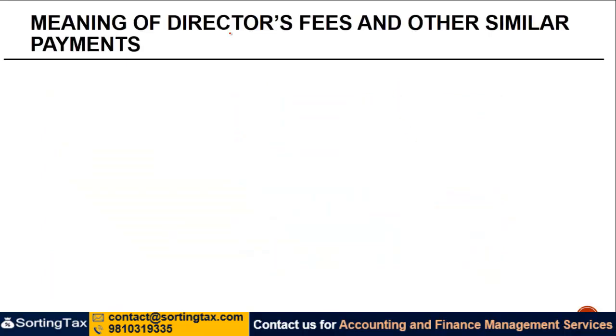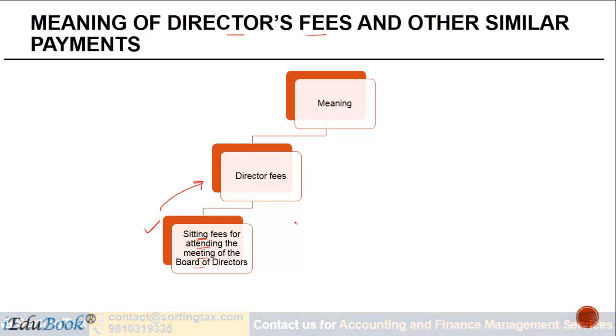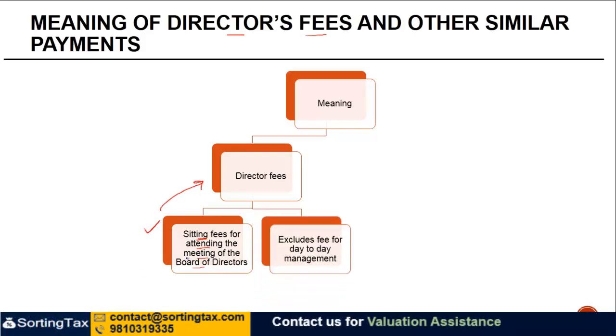Let's look at what is the meaning of directors' fees and other similar payments, right? So directors' fees will typically include the sitting fees which is paid to a director for attending the meeting of board of directors, right? This is the most common fee which is going to be derived by a person who's acting as a director. However, it is going to exclude the fee which is paid for day-to-day management. So if this person who's a director also acts as a manager, right, then the fee paid to him in his capacity for managing the stuff is not going to be taxed under Article 16.